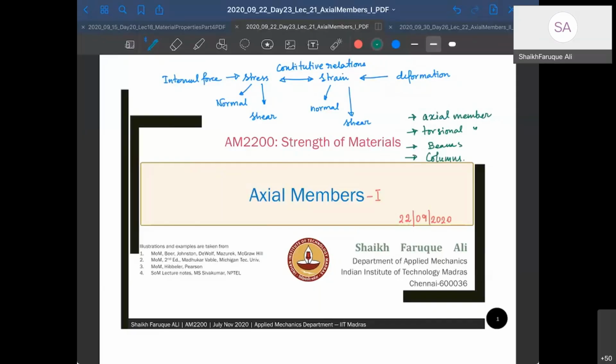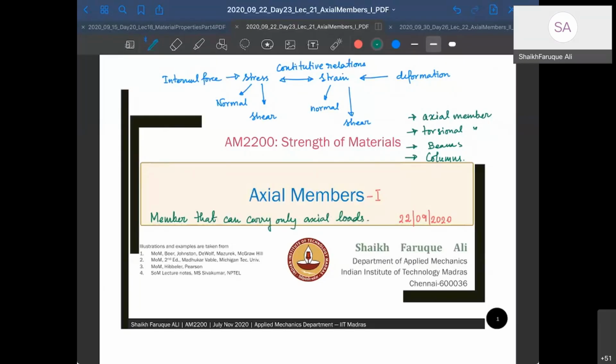Okay, so today let's start with axial members, and let us cover a part of axial members. What are axial members? Can anybody write in the chat what axial members are? Members with only axial load. Anything else you want to add to that, Sridhar? You're very right. Members that can carry only axial loads.